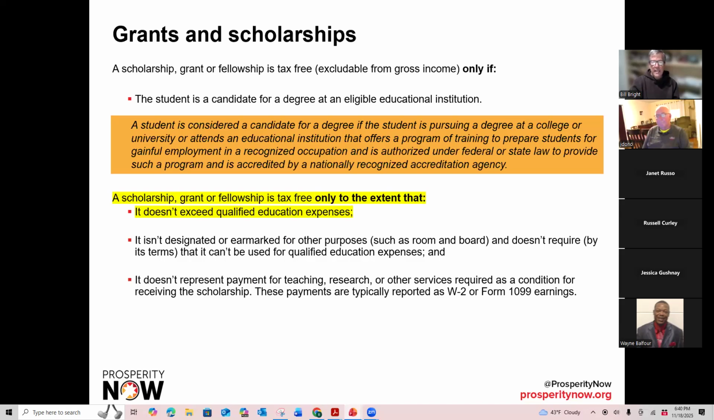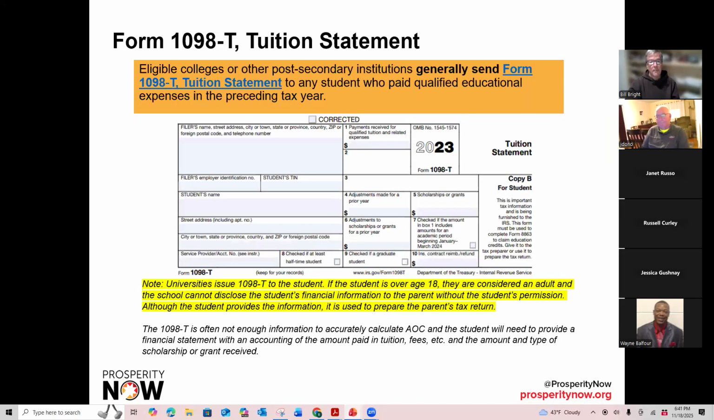Again, a scholarship, grant, or fellowship is tax-free only to the extent that it doesn't exceed the qualified education expenses. In certain situations, if they're in graduate school and there's research involved, generally they're going to get a W-2. Hopefully they'll have tax taken out. But in general, the types of students that we see are pretty much in line where their expenses are generally greater than their scholarships.